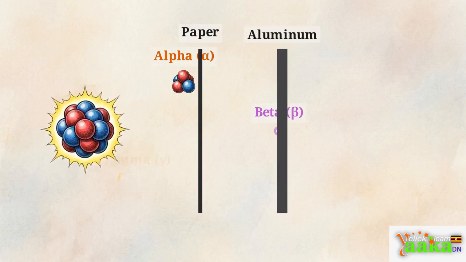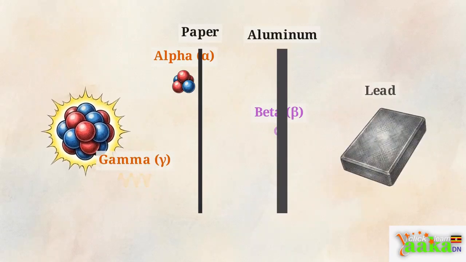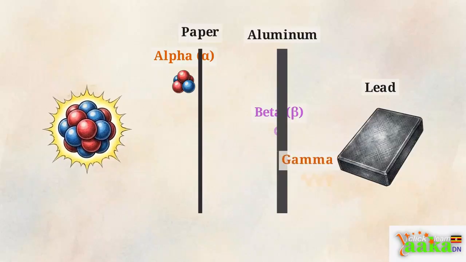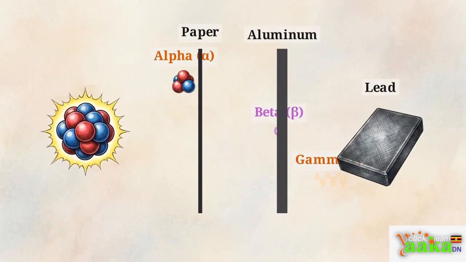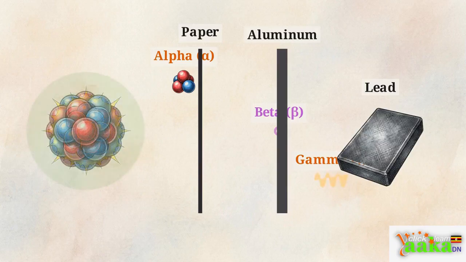Even after shedding particles, the nucleus often holds too much energy. It releases this excess as a high-frequency gamma ray. Being pure energy, gamma rays move through paper and aluminum, requiring a heavy lead block to be absorbed.